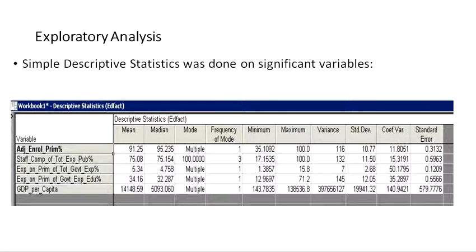Alright, this is the exploratory analysis. What you see here is the simple descriptive statistics. On top we have our dependent variable, which is the adjusted enrollment primary rate. We see such things as the mean, the median, maximum value, the minimum value, variance and standard deviation, as well as a few other items. Below that we see the independent variables, and you see the same data for those variables.